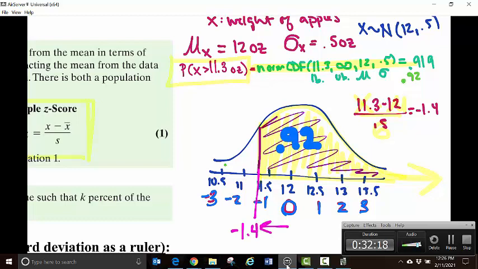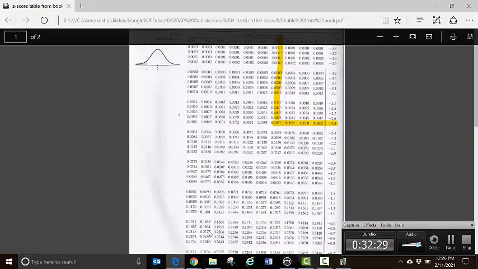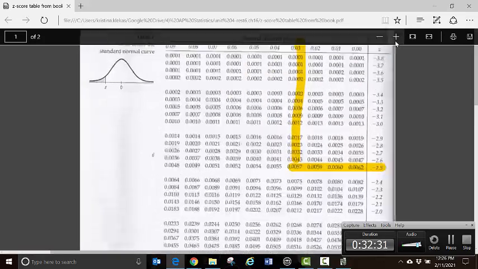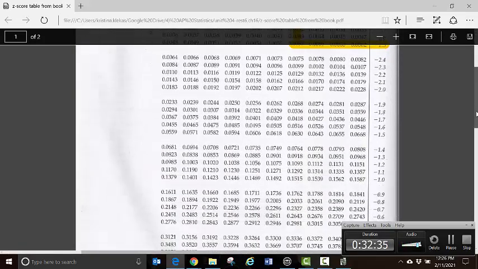We've taken off the units, so now we could look at the z-score table from last semester, and we need negative 1.40. Our table tells us it's a probability of 0.0808. And I'm just going to round that to 0.08. Okay? What does that mean?